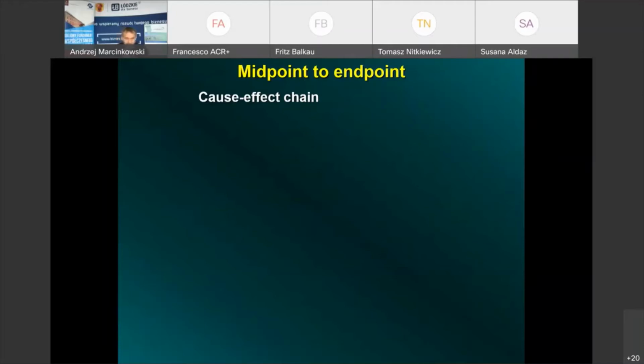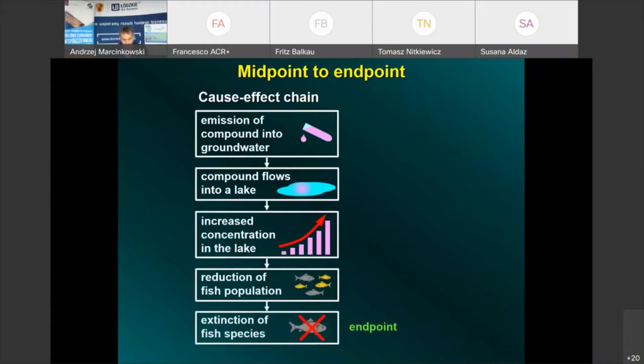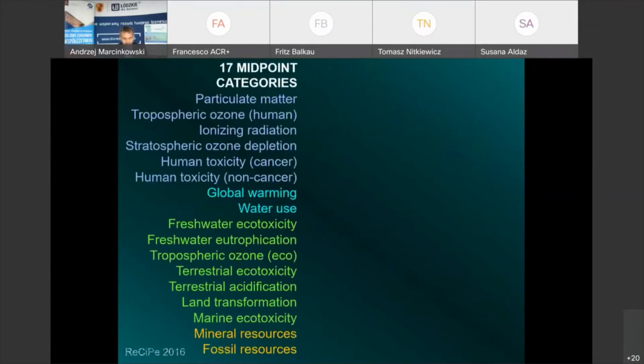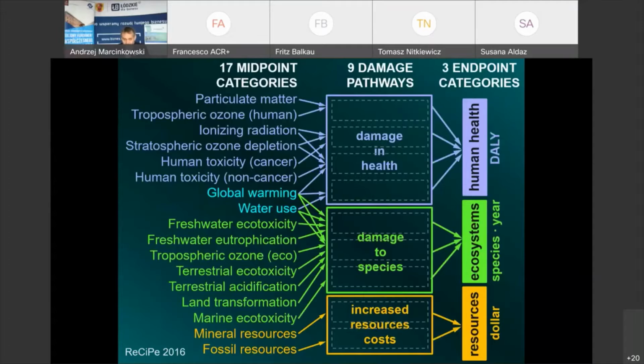So we need a midpoint to endpoint cause-effect chain to be developed for all categories separately. And thanks to this, in this example for the ReCiPe method, from 17 midpoint categories through damage pathways, we are finally able to obtain only 3 results: human health, damage to ecosystems, and resources.